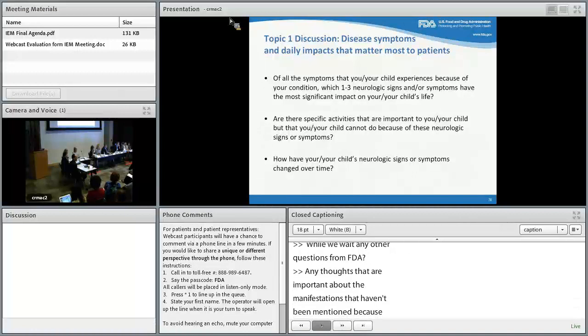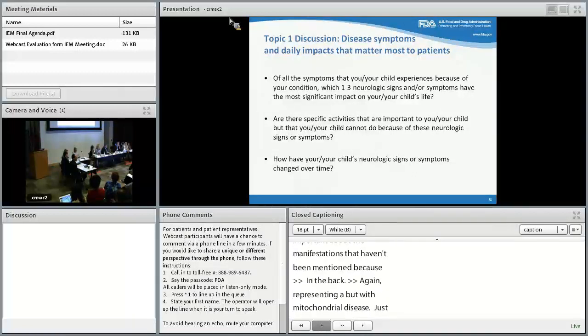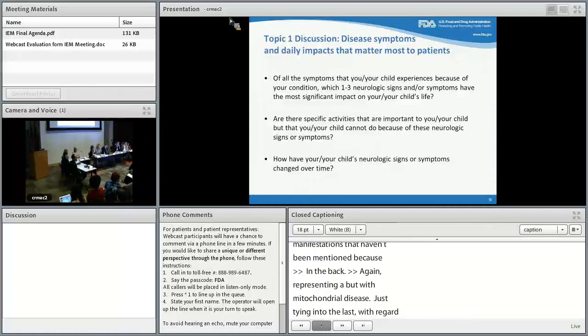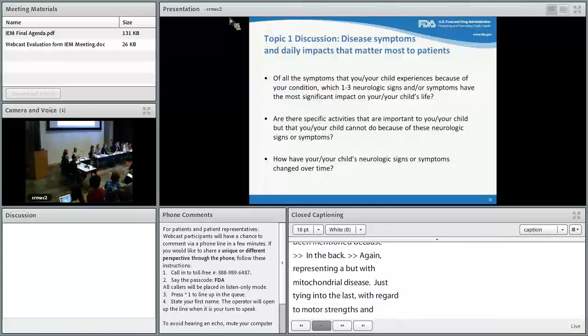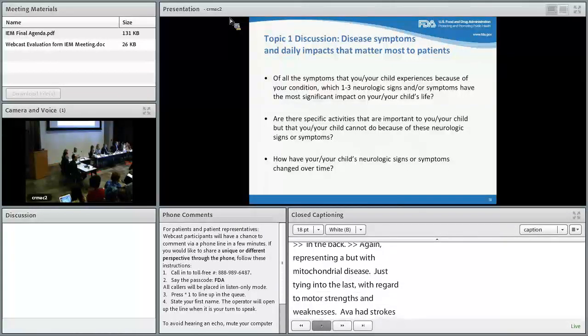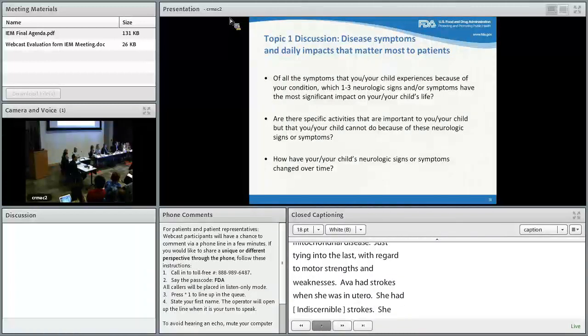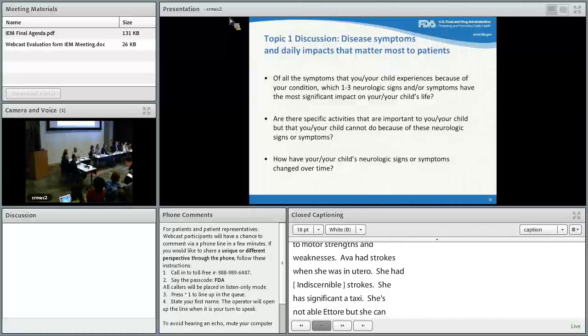Again, representing Ava with mitochondrial disease, just tying into the last comment with regard to motor strength and weakness. Ava had strokes when she was in utero. She had cerebellar strokes. She has significant ataxia. She's non-ambulatory, but she can crawl. She has intent to be able to grasp things, and she uses an iPad, which has been a blessing.